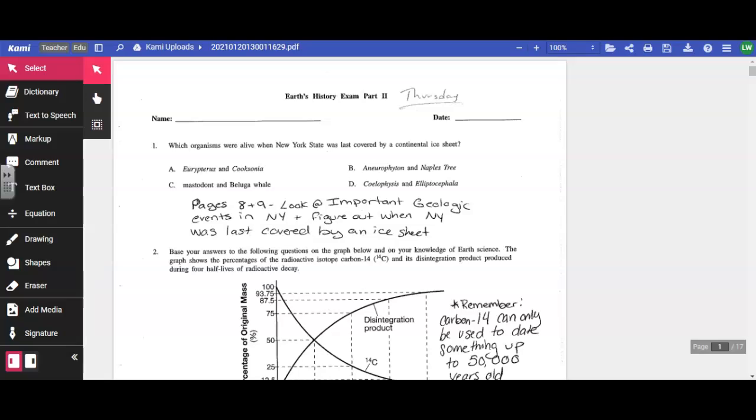Number 1 asks, which organisms were alive when New York State was last covered by a continental ice sheet? So you're going to go to pages 8 and 9, look at important geologic events in New York, figure out when New York was last covered by an ice sheet, and tell me what fossils were found during that time. Is it going to be A, Euripides and Coxsania, B, Anaerophon and the Naples tree, C, the mastodon and beluga whale, or D, Colophus and Elliptocephala?